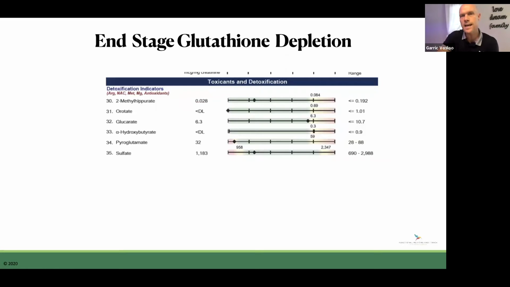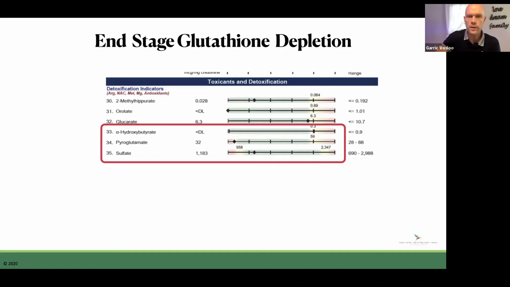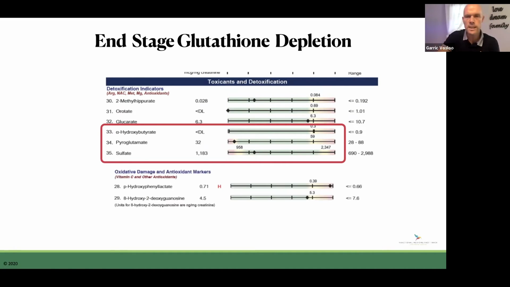Let's have a look at end-stage glutathione depletion. And here you're going to see, first of all, you've got the non-detectable alpha-hydroxybutyrate. So that is first our big red flag for our end stage, but then we confirmed with low pyroglutamate, low sulfate. And like I was saying earlier, sometimes these can be a little bit different. You may have pyroglutamate at the 50th percentile and sulfate at the 50th percentile. And that's the shift in the paradigm of slowly everything's being not recovered and the turnover is being exceeded. So just keep that in mind.